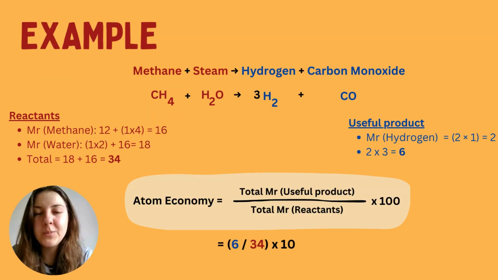Then what you need to do is put the numbers into the formula above. So we have the total Mr of the useful product, which is hydrogen, so 6, divided by the total Mr of the reactant, which is 34, and then we times that by 100, and we should get our answer as 17.6. Now, that's quite a low atom economy. So there may be some different things that the scientists who are using this reaction need to do to improve it. And that way they can actually improve the atom economy as well.